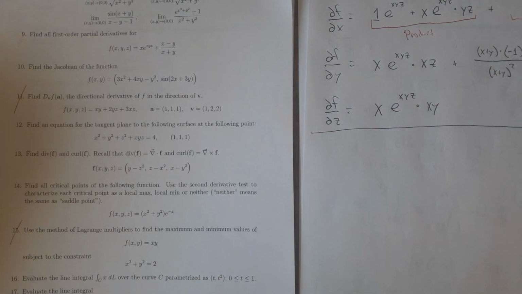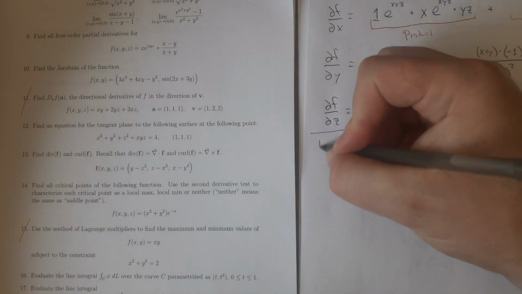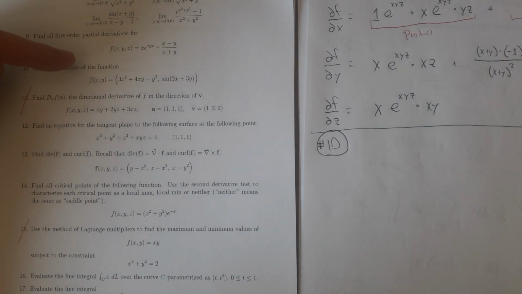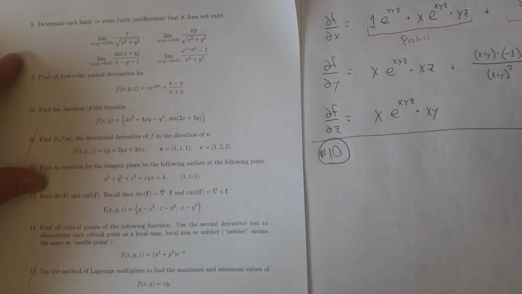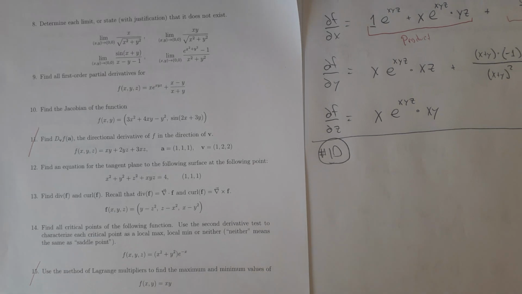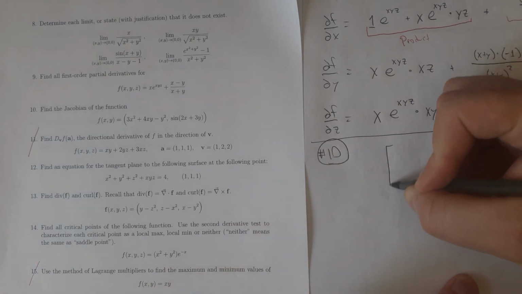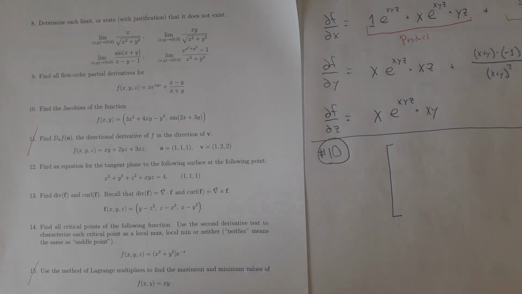Great. What's next? The Jacobian of this function. Let me just go right into it, I guess.